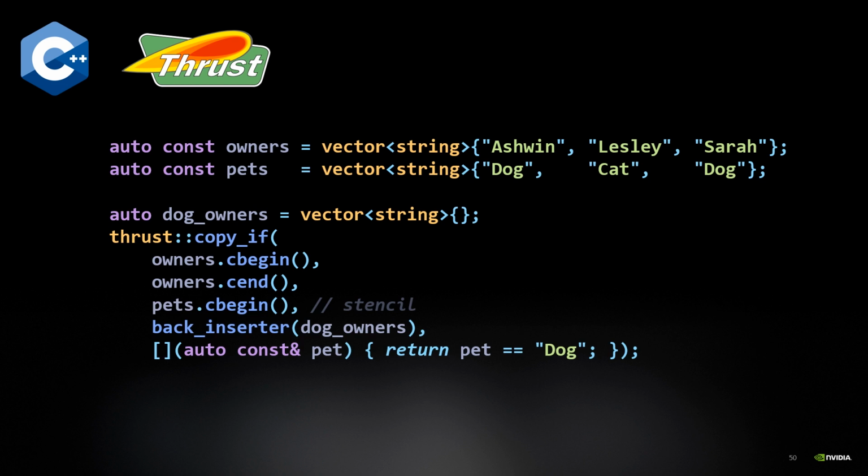So note that our lambda is no longer mutable. We're not capturing anything in the capture list, and we're just checking, is our current pet equal to dog? If so, then we're doing the copy from owners, which is super, super useful.